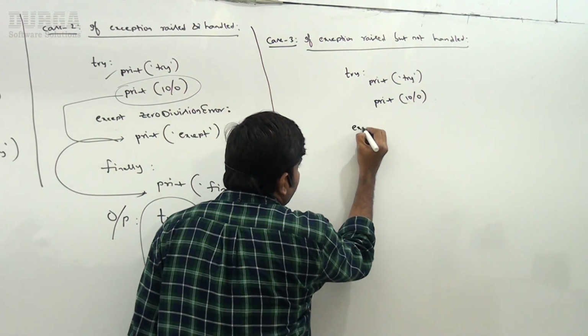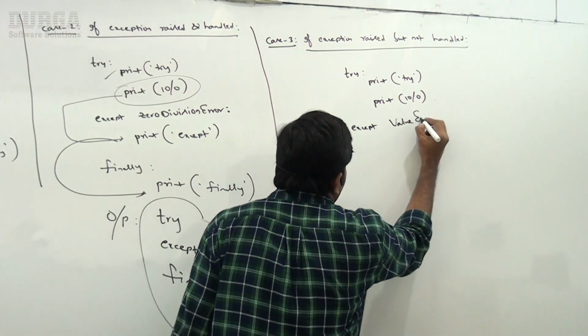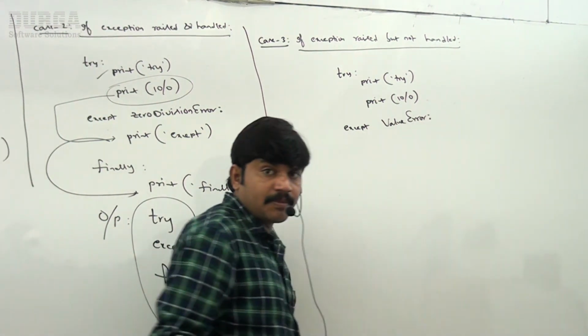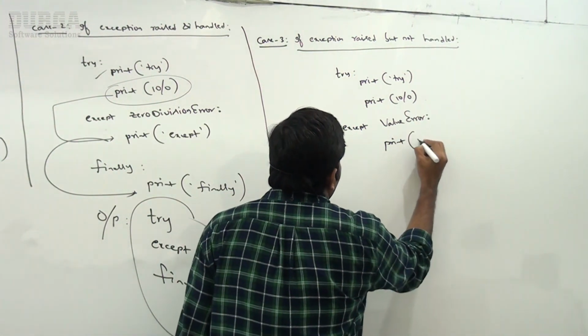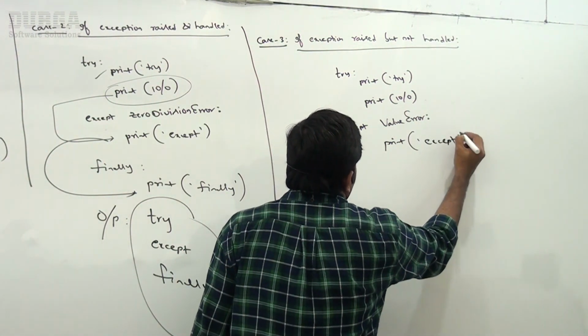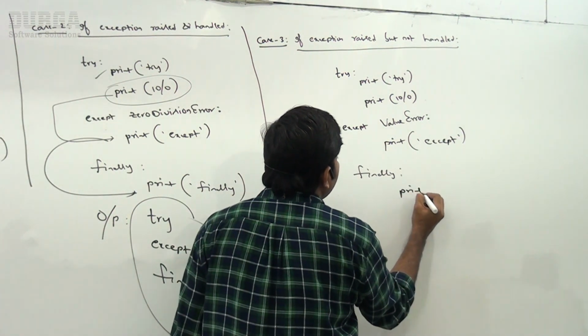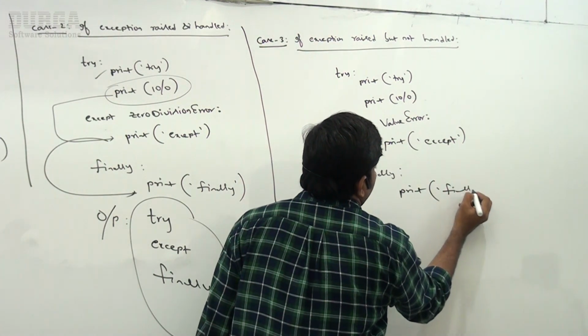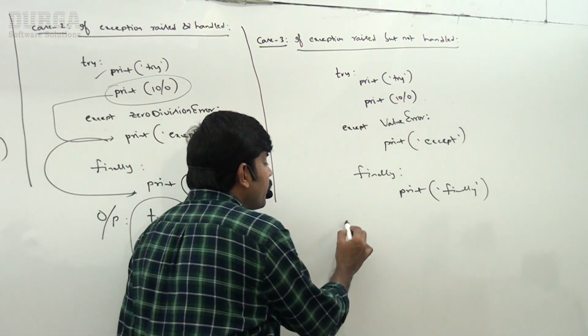Here I'm taking an except block, for ValueError. Now print of except. Next, finally, print of finally block. Can you please confirm what is the output we are going to get?